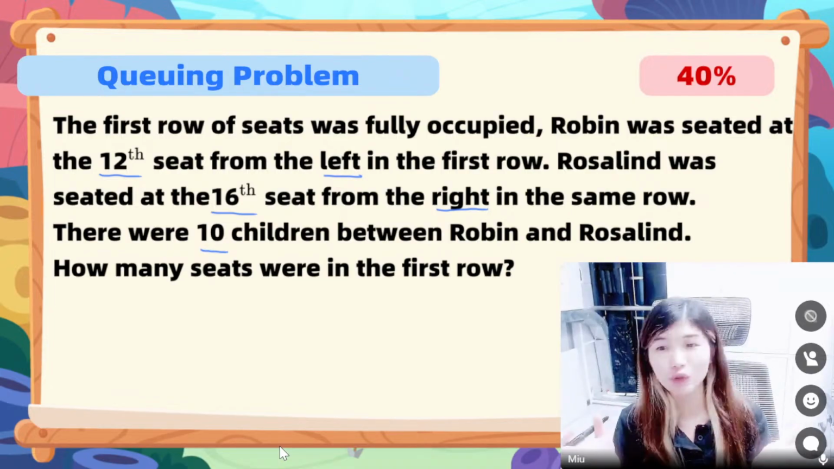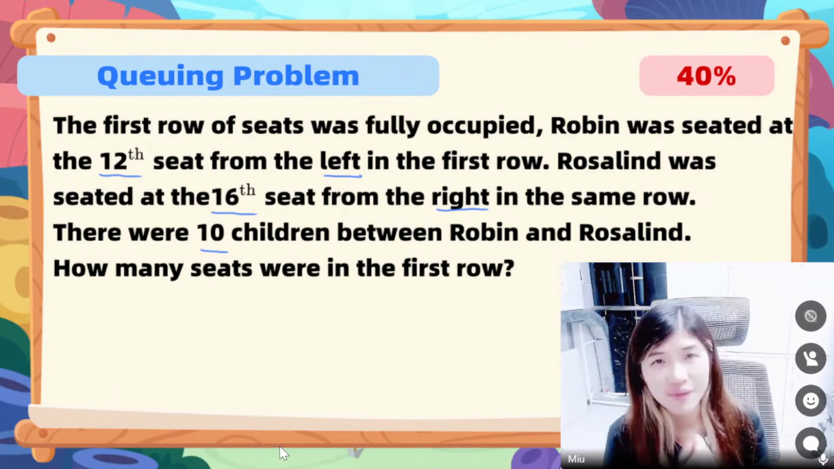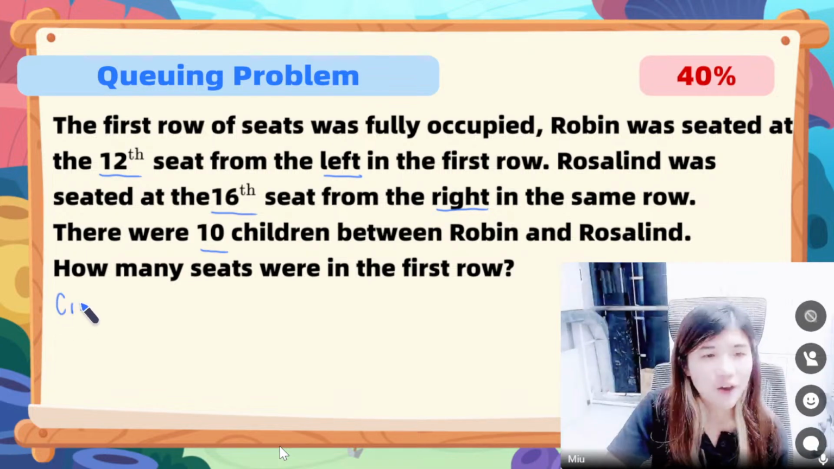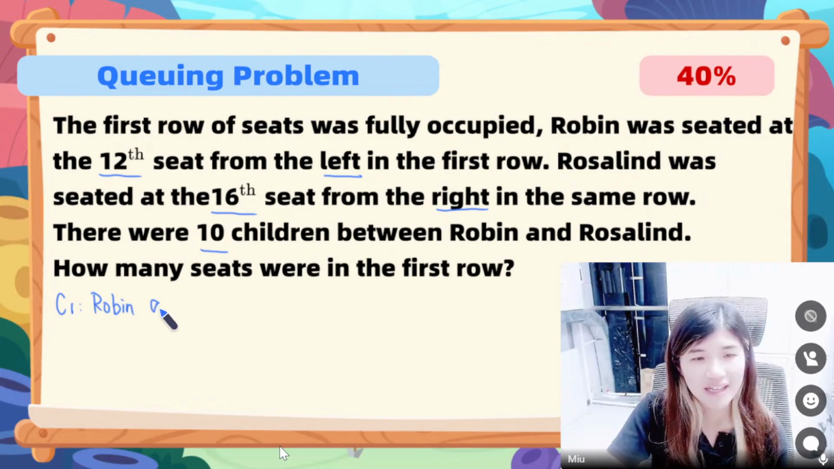Actually, we don't know, right? That makes this question very, very difficult. So let's just come to case 1 first. For case 1, that is starting with an easier one, all right? That is Robin is at the left.